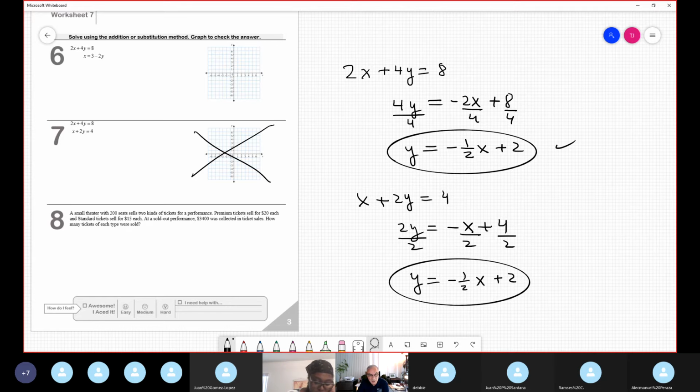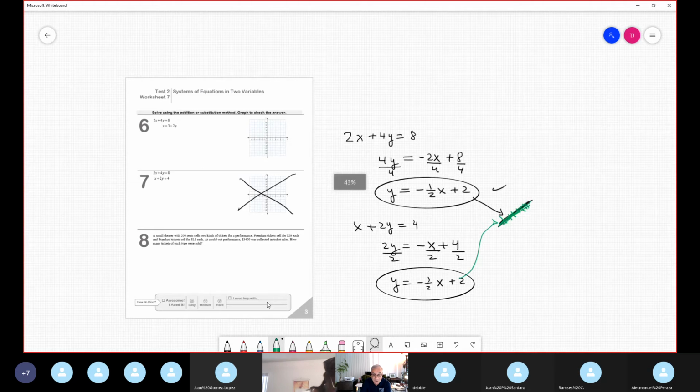That means that this line, when you're doing the graph, is a line of this, and this is a line of this, same line. We have infinitely many solutions. Any point on this line is a solution.